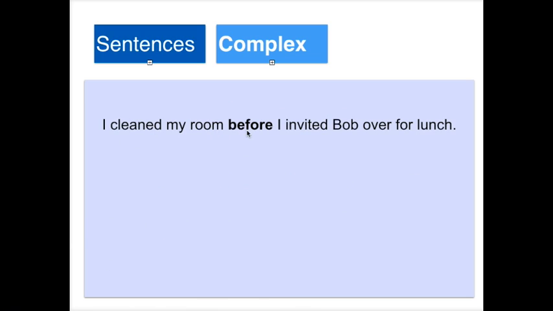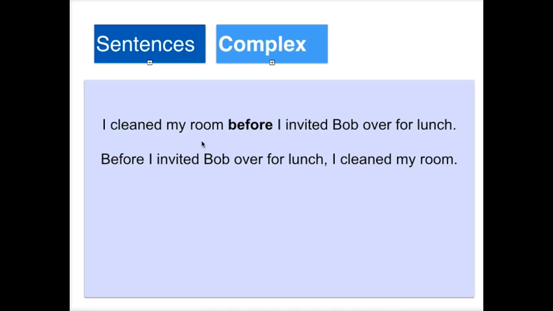I cleaned my room before I invited Bob over for lunch. Cleaned my room is the independent clause. That's the important bit of the information. It doesn't need this bit of the information. This is additional information. I cleaned my room before I invited Bob over for lunch. So we don't need a comma here. Independent clause first means no comma later.